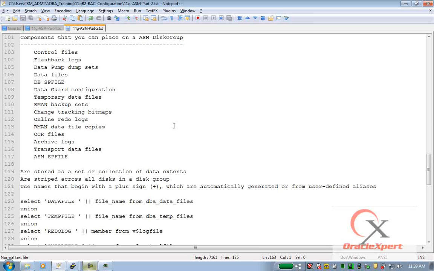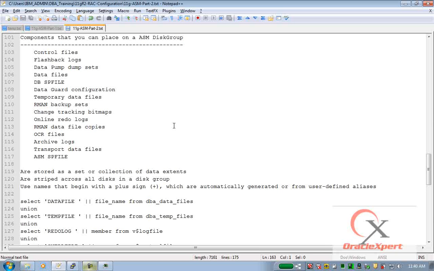RMAN block change tracking file. Your online redo log files. You can keep your RMAN image copies also on a disk group. You can keep OCR, the Oracle Cluster Registry. Archive logs. You can keep your transportable tablespace related backups, which is the transport set data files, and you can keep your ASM SP file. All these can be kept. Categorically, some of the things that you cannot keep here are log and trace files. So database log and trace files cannot be kept onto ASM.